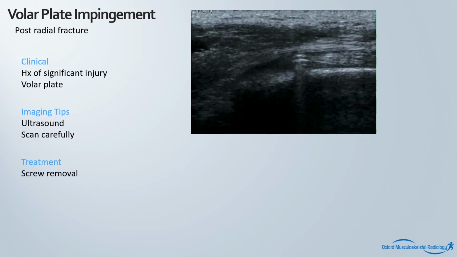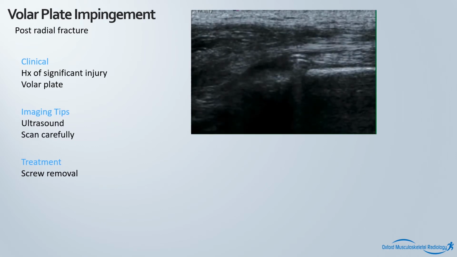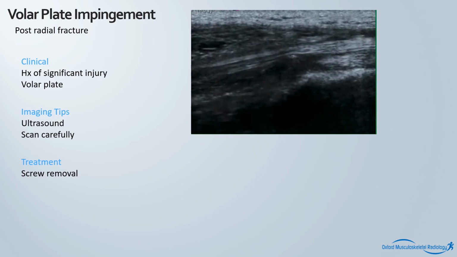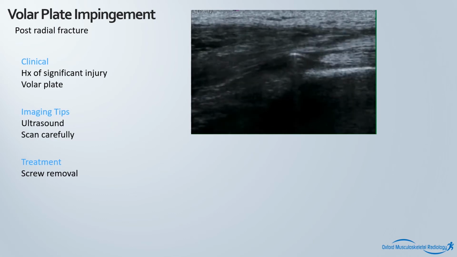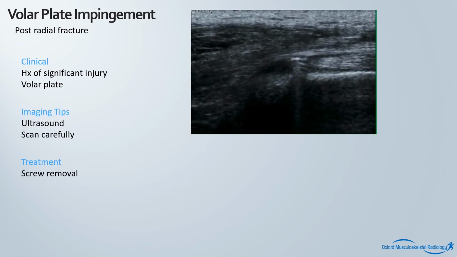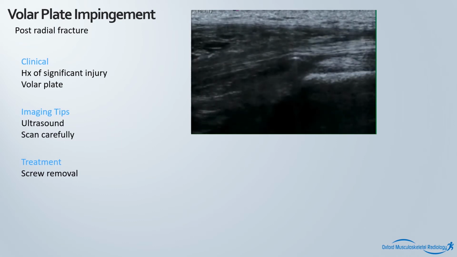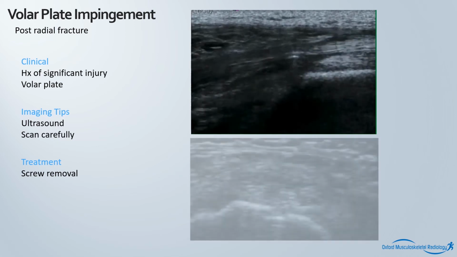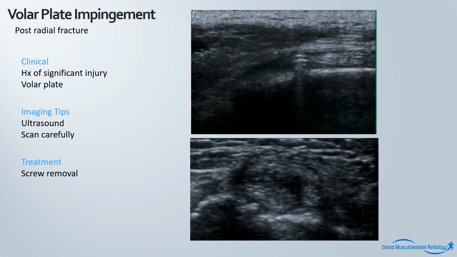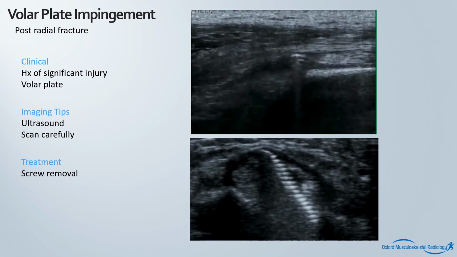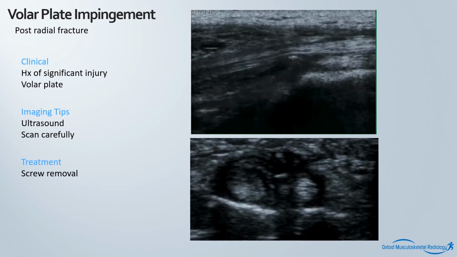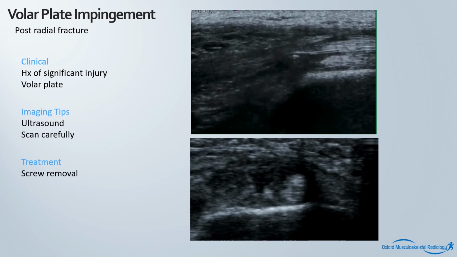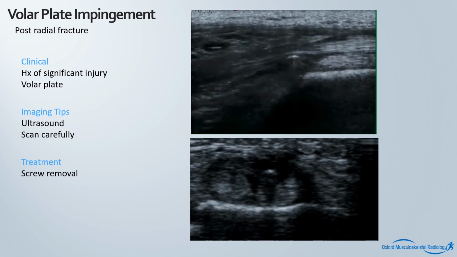And this is an important clue to look for these areas where the tips of the screws just penetrate the dorsal cortex and impinge the undersurface of the tendon. In this case, the patient was symptomatic directly over the impingement point. But in some cases, even quite gross screw impingement does not necessarily produce any symptoms, as in this gross penetration of the second dorsal compartment in the second video.